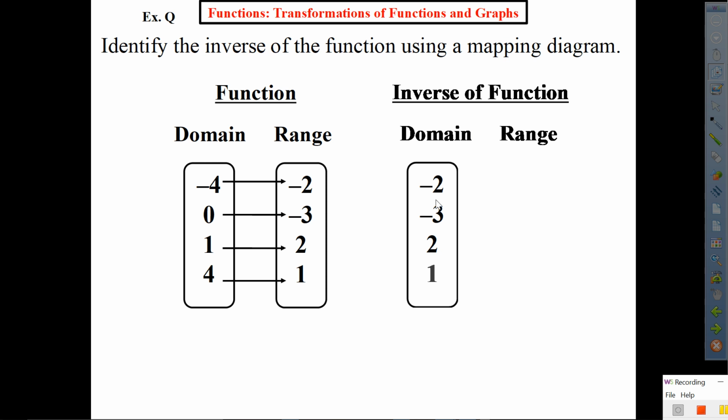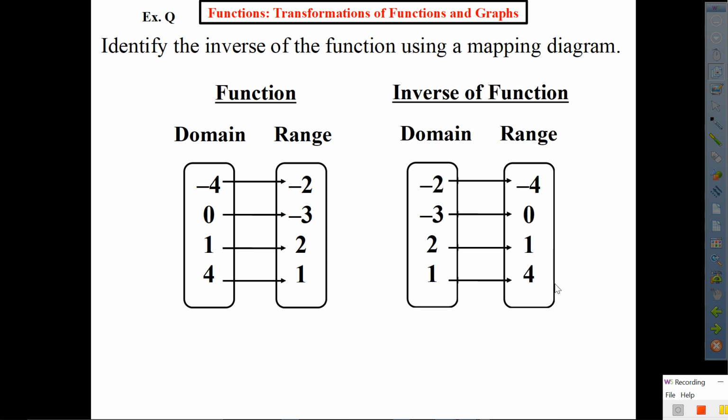And of course, if that's true for the domain, tell your neighbor what you would write for the range. Be nice. -4, 0, 1, and 4. That is correct. You're like, that's it, Mr. Q, that's it. Because they're trying to convey the idea that we need to do what? Exchange the variables. That is correct. That's what makes it the inverse.